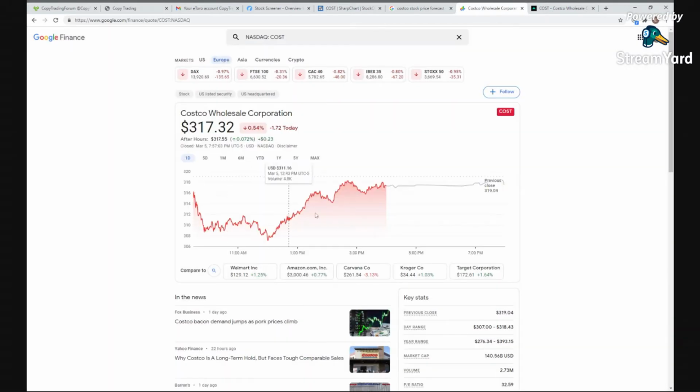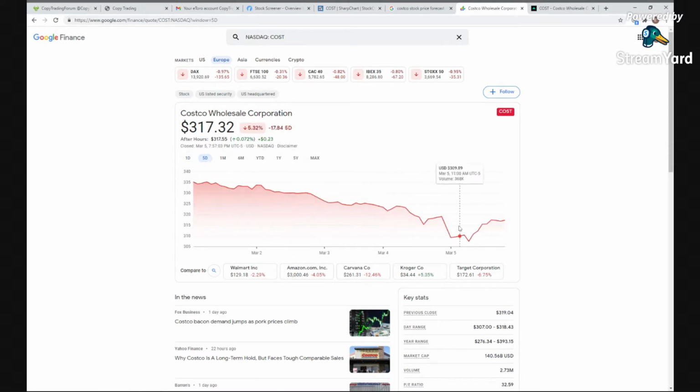And Google has lovely charts here. You can see nice charts here, guys. 5 days, you can see there it drop, drop, drop. Is this the lowest point and it's starting to gain? You can see there it dropped and started to bounce back up. So that's why I'm buying now.